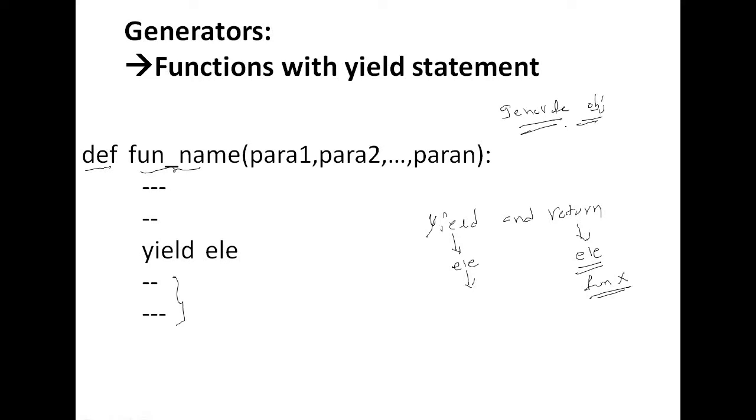To get the values from the generator object, we can use the next method, or we can use the for loop. By using the for loop or by using the next method, we can get the values from the generator object. This generator object is returned by our yield statement.